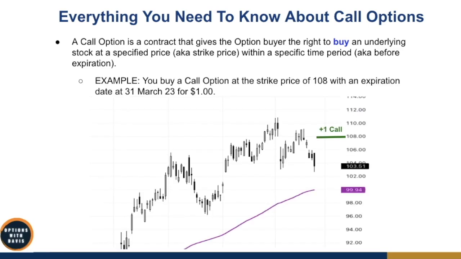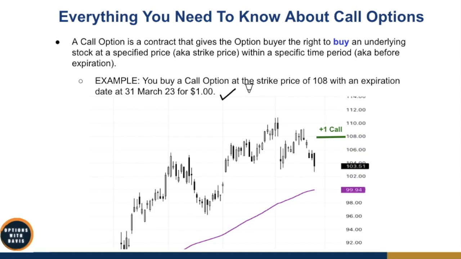So for example, let's say you buy a call option at the strike price of $108 with an expiration date of 31st March 2023 for $1, right? So basically this call is above the current price of the market, right? So right now the price is $103.50. So for this example, you're buying the call option above here, which is 108. So if you're paying $1 for this contract, basically what you're doing is you're paying out $100 in terms of capital, right? You're putting up for this trade.